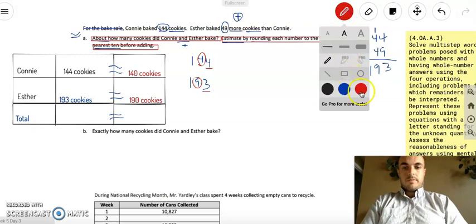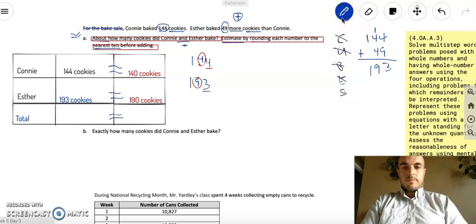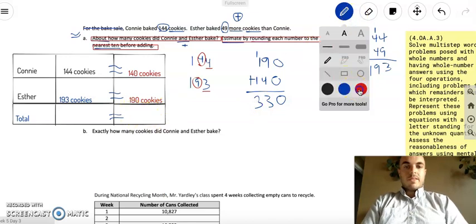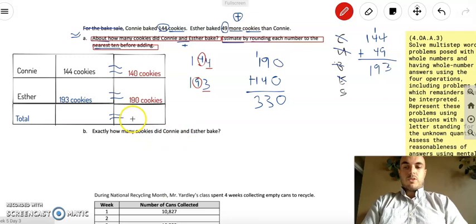So let's add the rounded amounts, 190 plus 140, like so. 0 plus 0 is 0. 9 plus 4 is 13. Carry the 1. 1 plus 1 is 2, plus another 1 is 3. So remember, this isn't the exact. This is how much we've rounded. So we know the total is about 330 cookies. This isn't the exact amount.